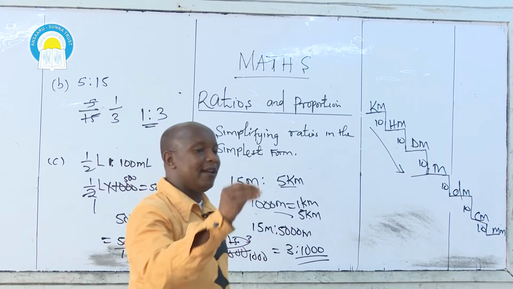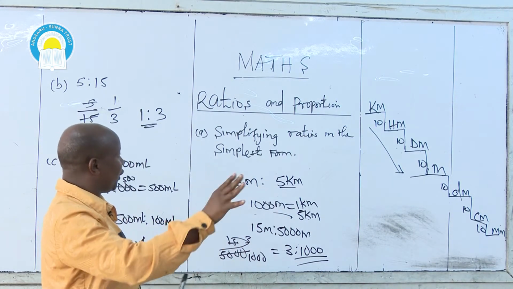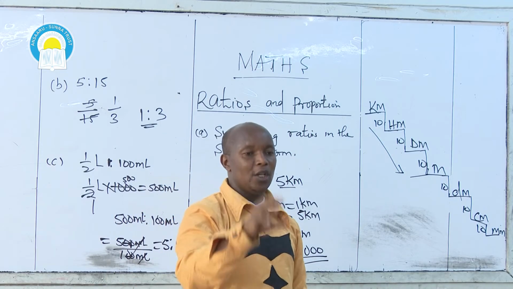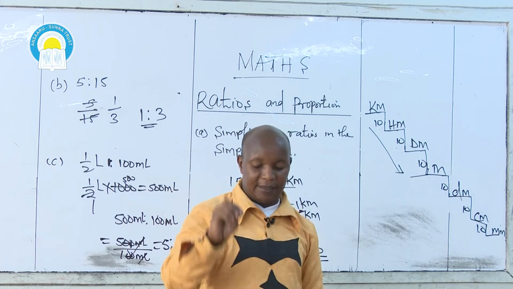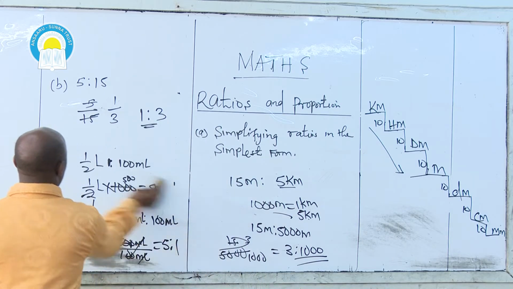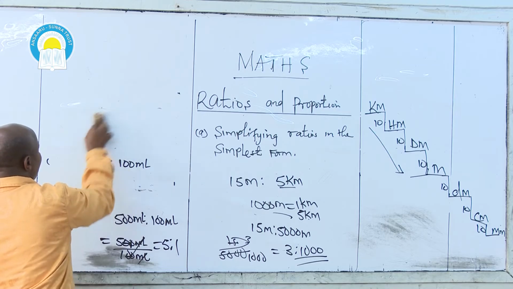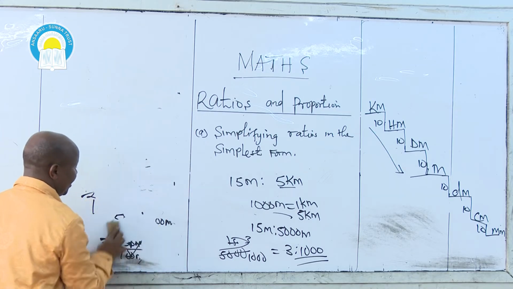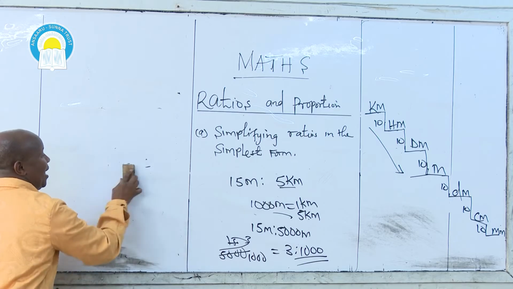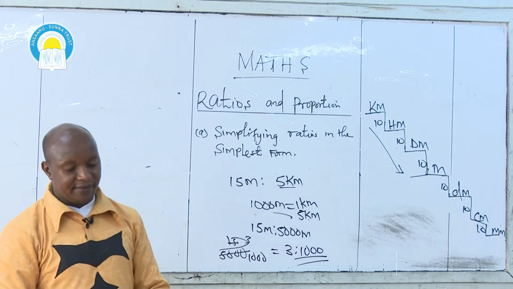However, sometimes you can be given 3 parts as a ratio. I want you to note this very clearly. Sometimes you can be given 3 parts. You can be given 6 is to 8 is to 12. Let me explain that before I give you some assignment on how to simplify ratios in the simplest form. Sometimes examiners, I told you at the beginning, mathematics is very tricky.